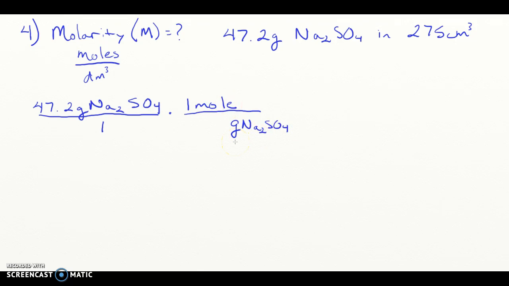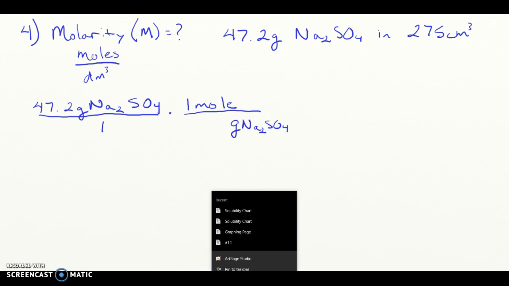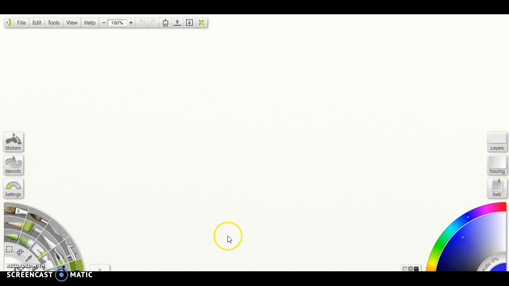And where would I find that? Well, I would find that on our periodic table. I take a look and find sodium, sulfur, and oxygen: 2 sodiums, 1 sulfur, and 4 oxygens. Let's write it all out. Actually, let me put it on a new page so that we don't interrupt here.